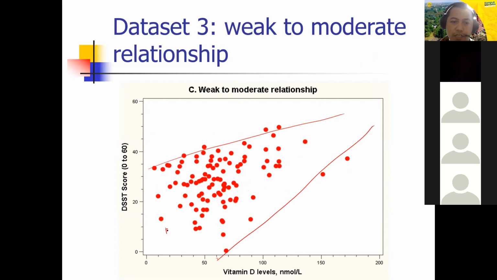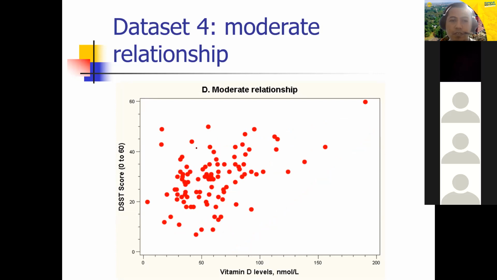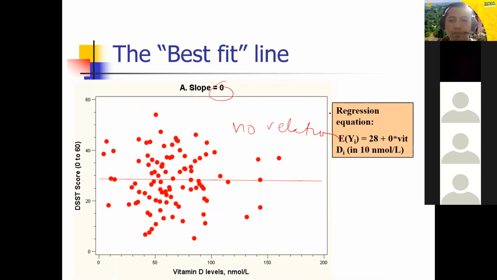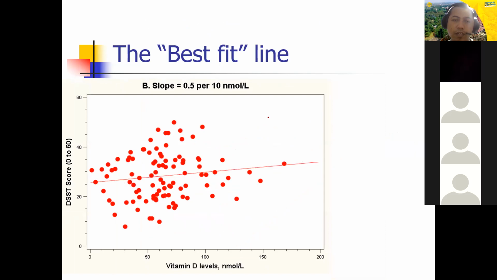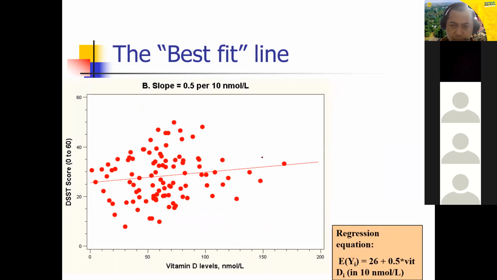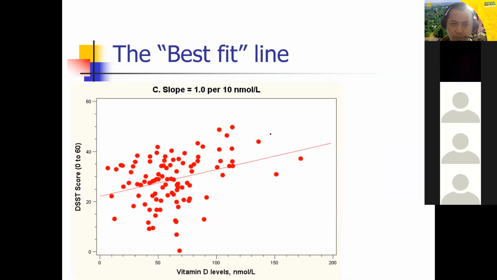weak to moderate, because the gap is decreasing compared to this one. Okay. Also, this is the moderate relationship. This is similar, that is slope equal to 0 means that there is no relations. And you can see that this is beginning at 0. And this is little relations. So on.